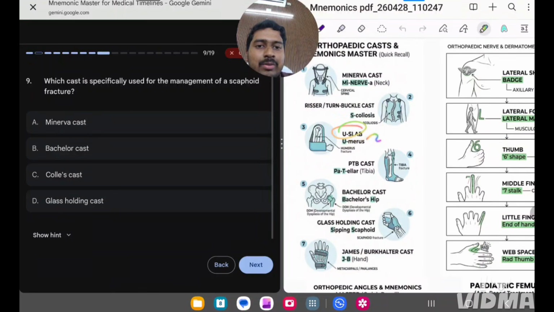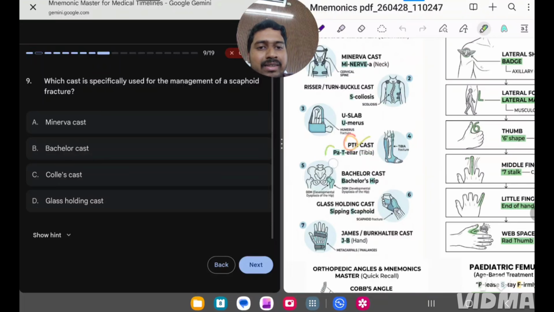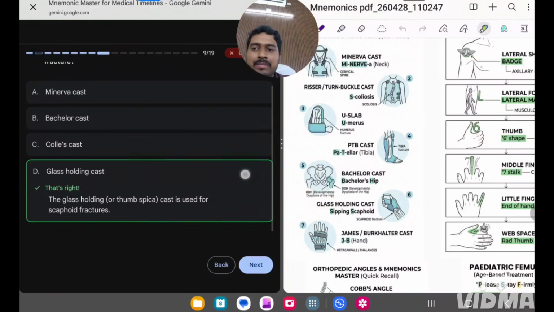Third is U slab, which is for humerus. Okay, patellar we have PTB, so for patellar, and PTB means tibia is also included. Next, bachelor's cast is for bachelor's hip, for developmental dysplasia of hip. For glass holding cast, that is basically sipping type of cast. So from a glass you are sipping, no? So it is sipping type. Yes for scaphoid. Okay, so the question is which is used for scaphoid? For scaphoid we are using sipping glass, that is basically glass holding cast. Okay, so this is how you remember. Bachelor's cast is for DDH, and Minerva cast is for the cervical spine.